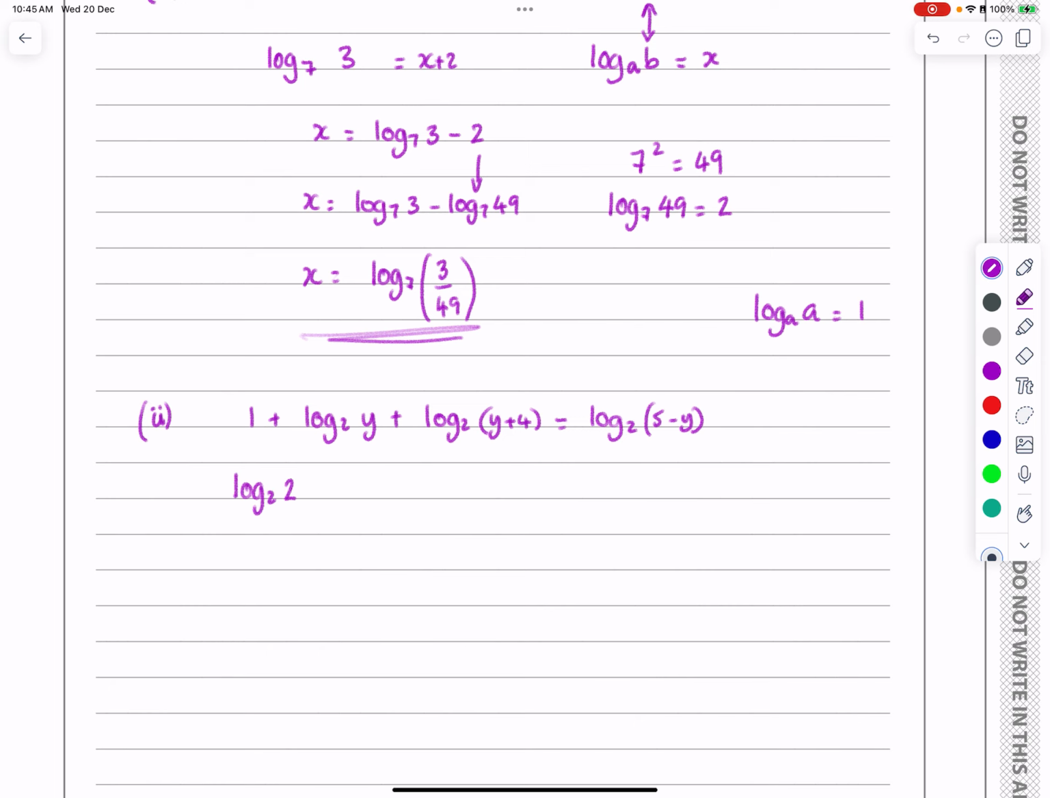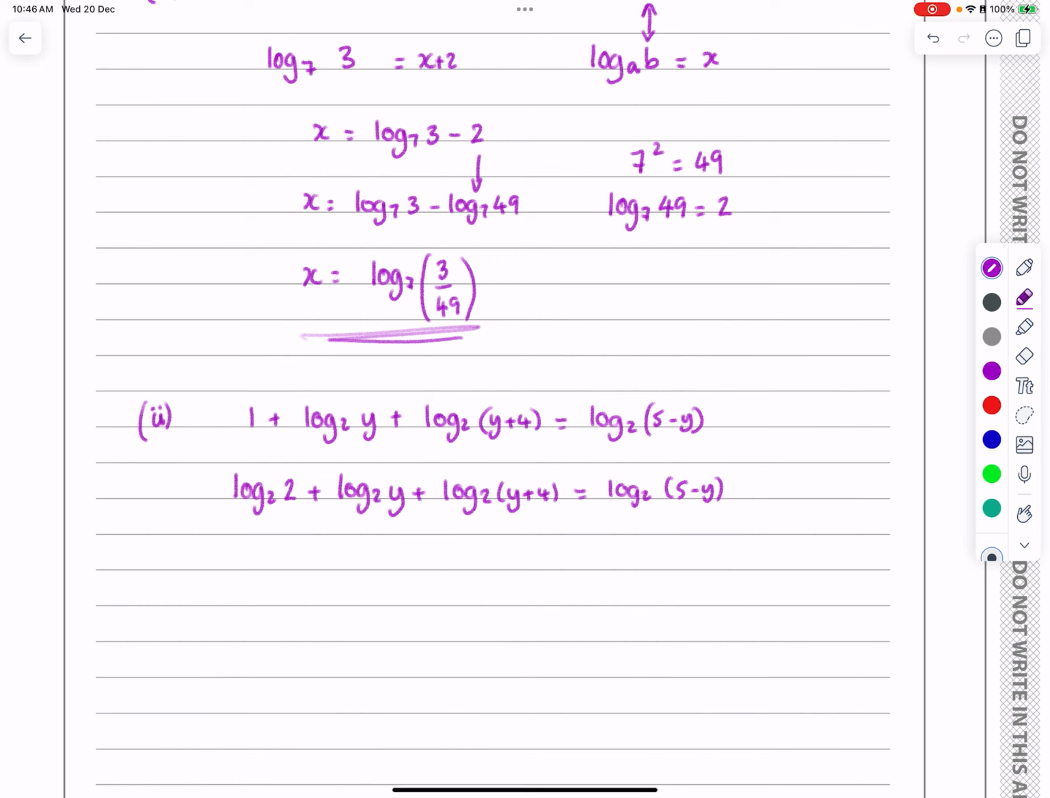So because I know that, all of my terms are going to be log to the base 2's. I will still get to the same end result of having an equation, probably a quadratic, I'd imagine, at this stage. But I'm going to do it using this method rather than the previous method that I just said.